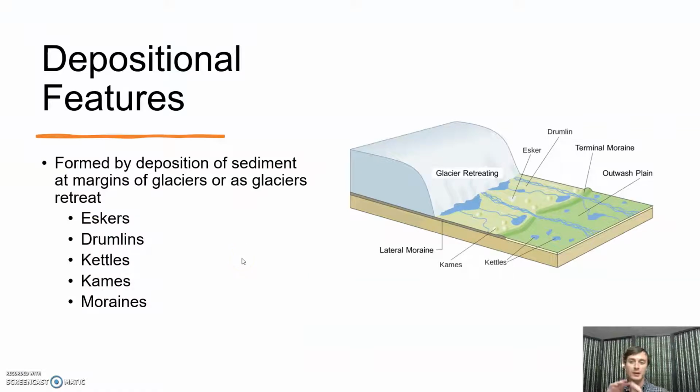So we have our depositional features. What are we talking about? Features formed by deposition, like creating, making. In this case, we're making them out of sediment at margins of glaciers or as they retreat. We've got eskers, drumlins, kettles, kames, and moraines. These are not all the depositional features, but these are the ones that we are going to focus on.